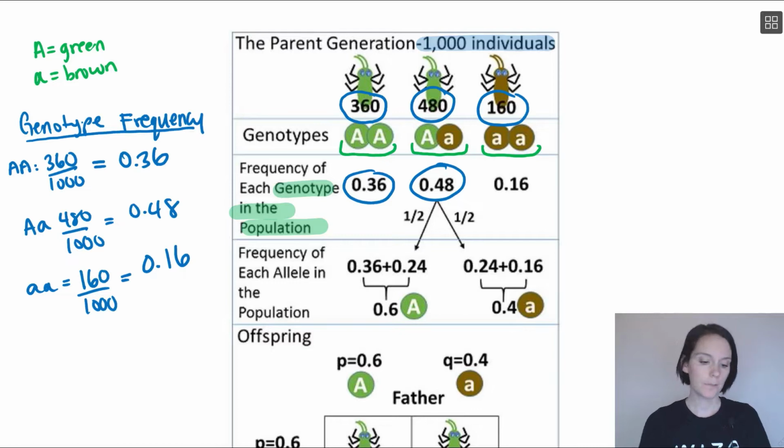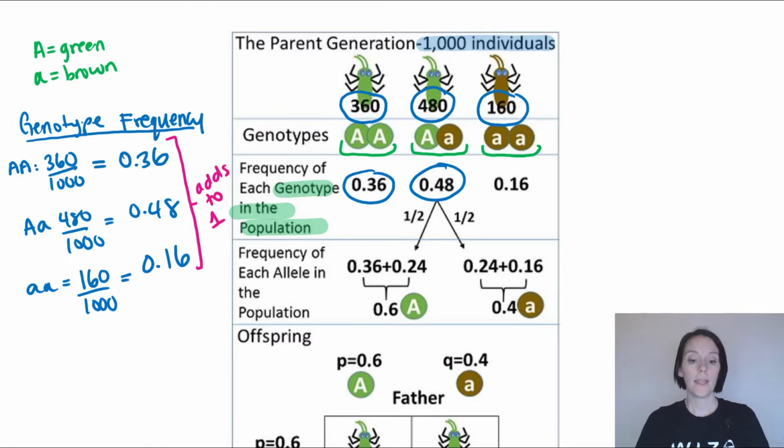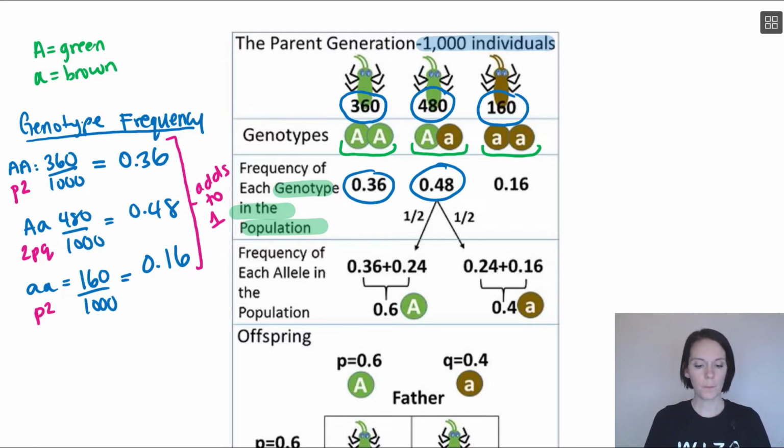So in a population, all of the 3 genotype frequencies are always going to add up to 1. So this big A genotype frequency is given by p squared, the heterozygous genotype is given by 2pq, and little a is q squared. And so this brings us to one formula that we have in the Hardy-Weinberg equilibrium.